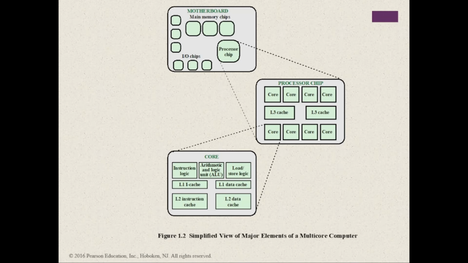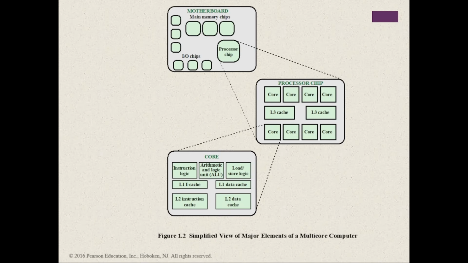And then we want to see what's inside a core. If we break it down and zoom into it, we have these parts of the core: the instruction logic, the arithmetic and logic unit or the ALU, and the load or store logic. And then we have the L1 instruction cache and L1 data cache. So L1 is for instruction, and another L1 is for data. And then we have the L2 instruction cache and L2 data cache.